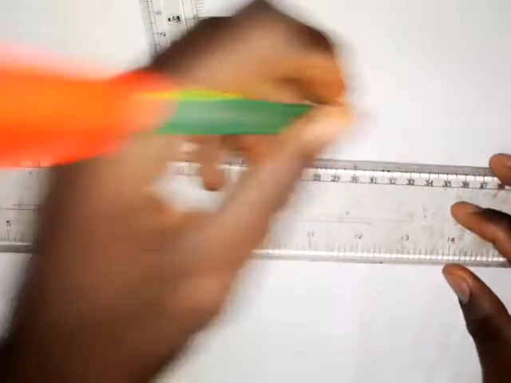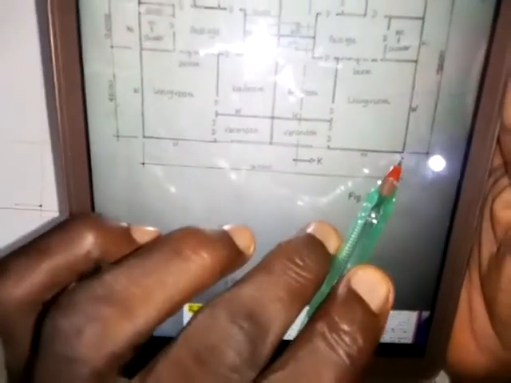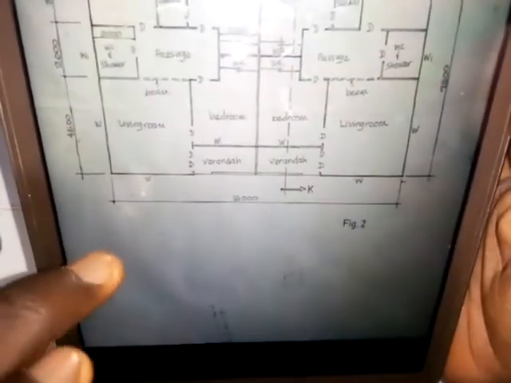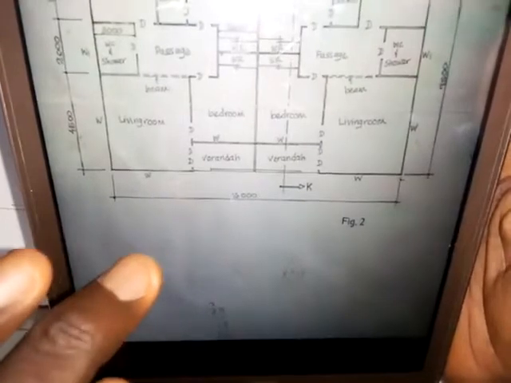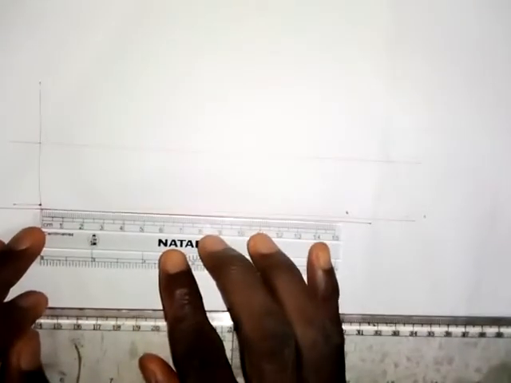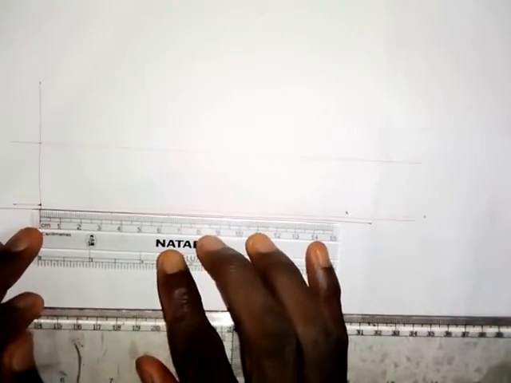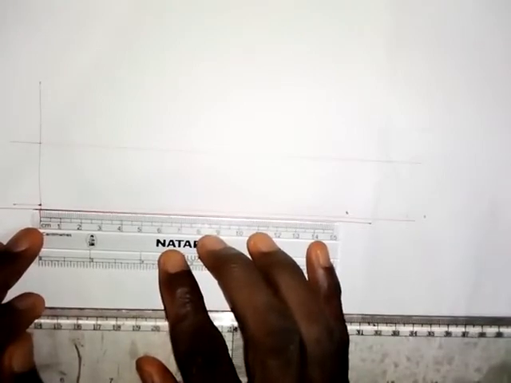So draw a horizontal line from here. Then the length of the building, from here to here, is 16,000. 16,000 divided by 100 will give us 160. So take a measurement of 160 millimeters from here.